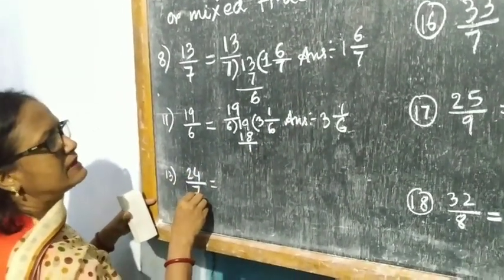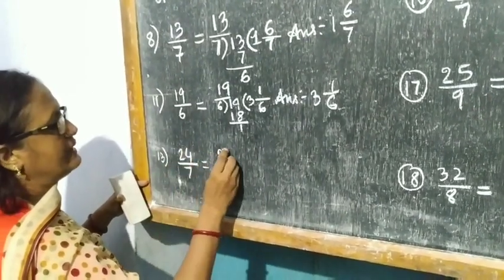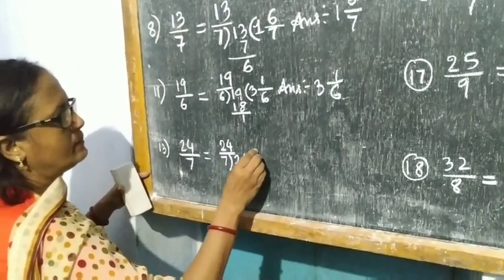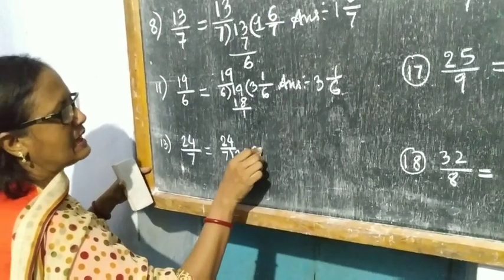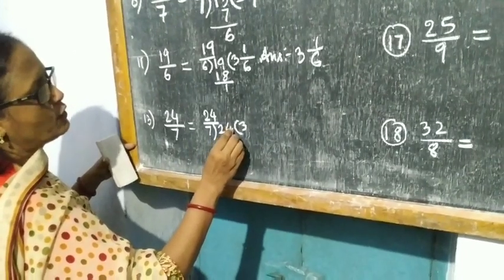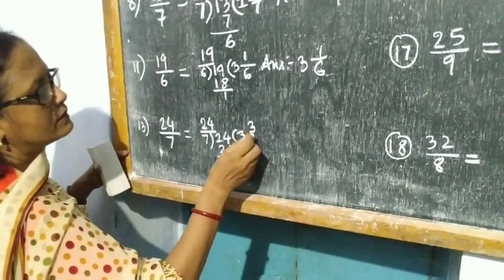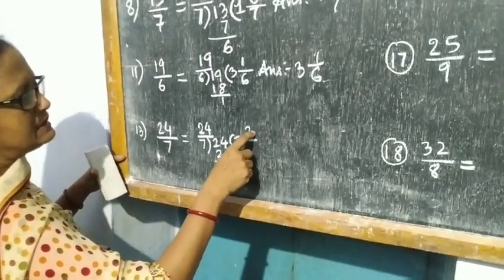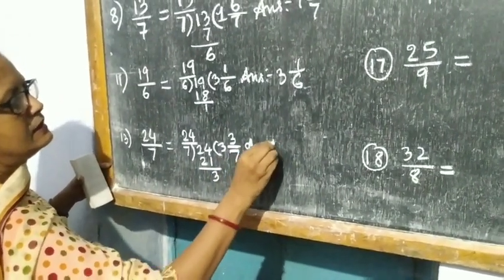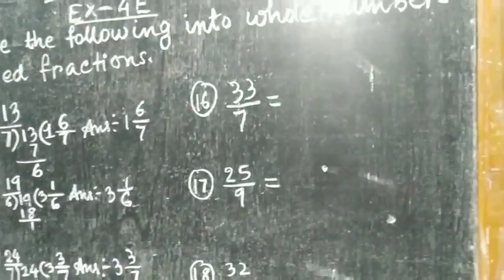Now sum number 13, 24 by 7. So divide 24 by 7. 7 threes are 21, because 7 fours are 28, which is more. 24 minus 21, 3. 2 minus 2, 0. So 3 will come in the numerator and 7 you will write in the denominator. So answer 3 by 7.